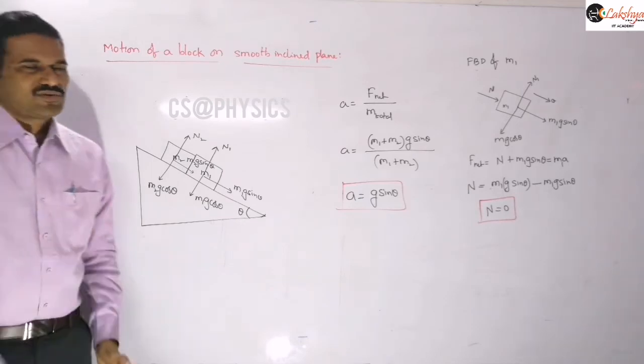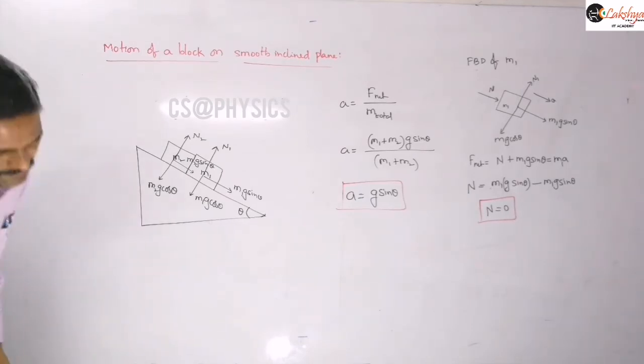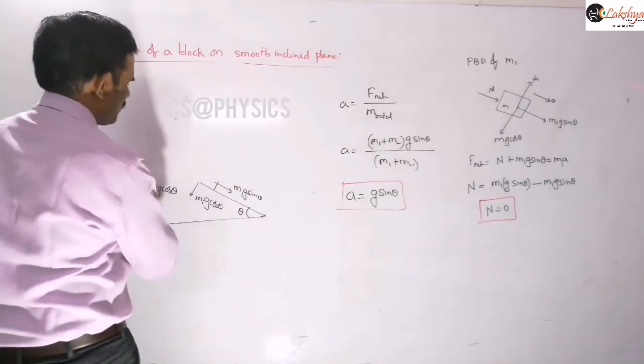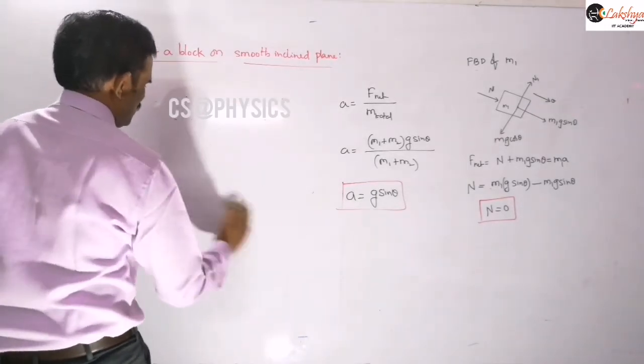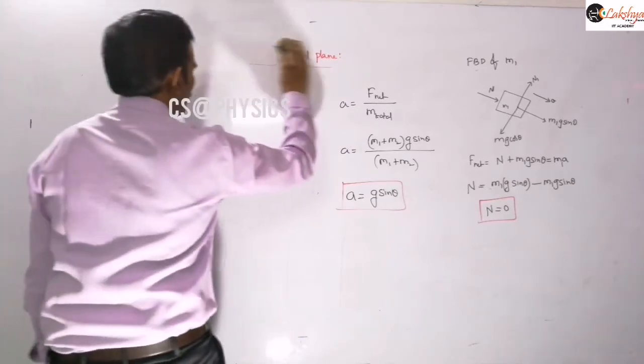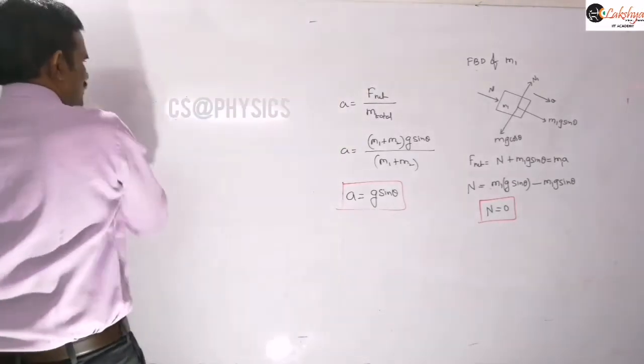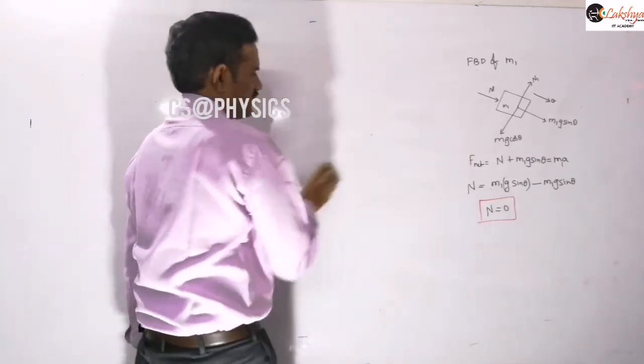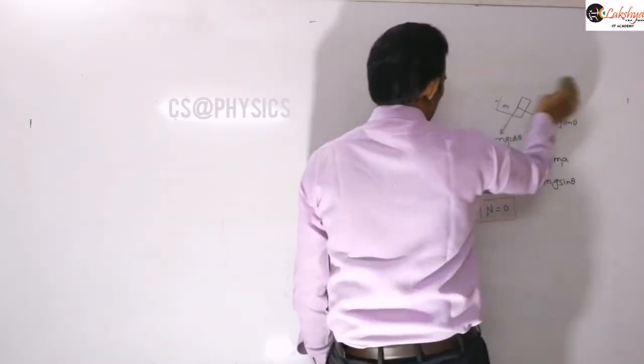Therefore, when two blocks are sliding down the inclined plane, the contact force between the two blocks is 0.